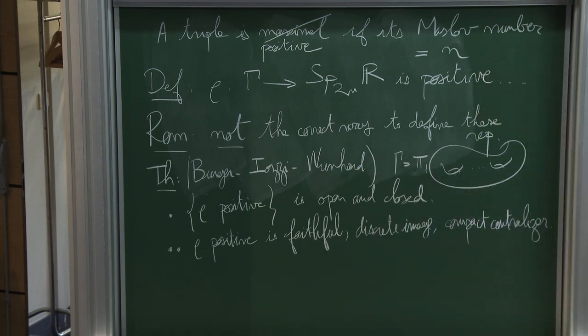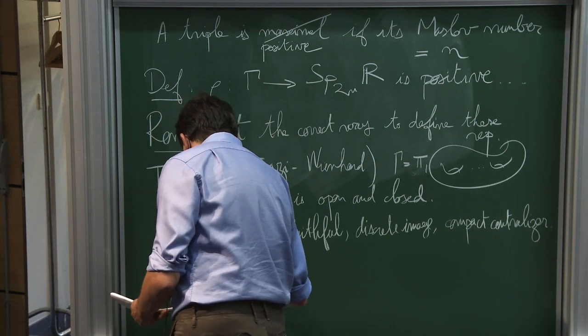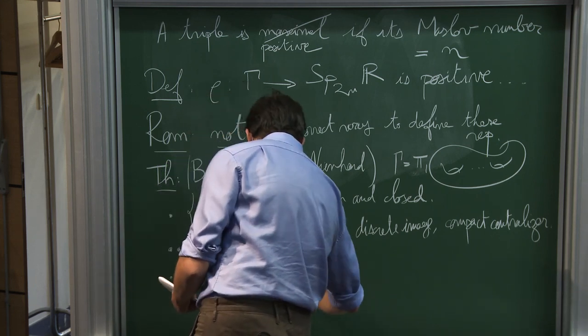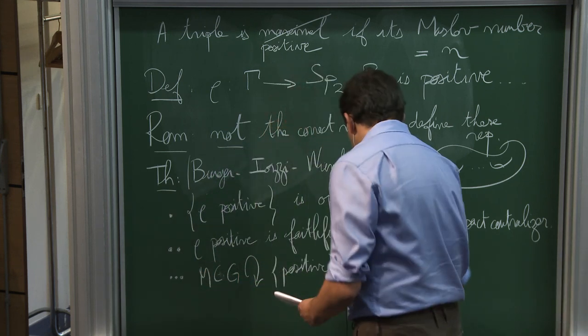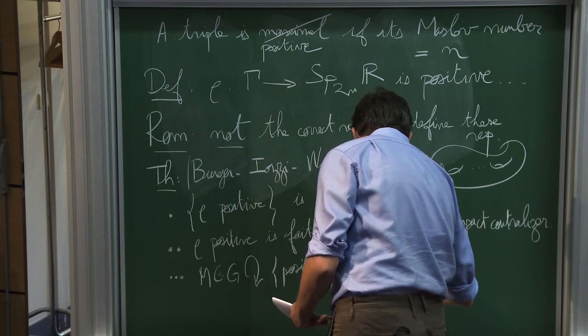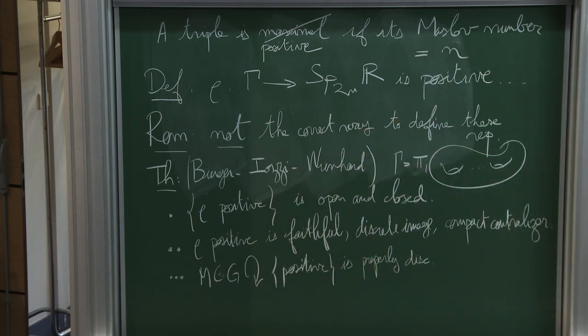And furthermore, I want to add that the mapping class group action on the set of positive representations is properly discontinuous. And strictly speaking, this last point is a result of Anna and/or François Labourie obtained independently.